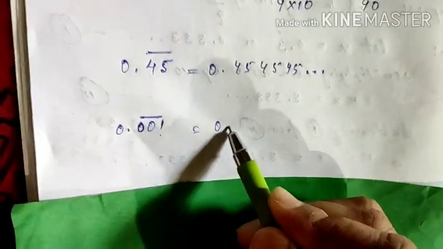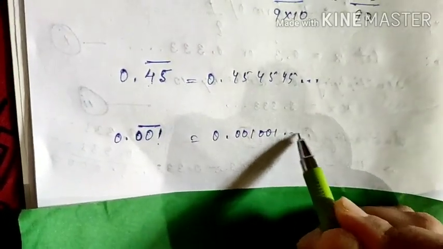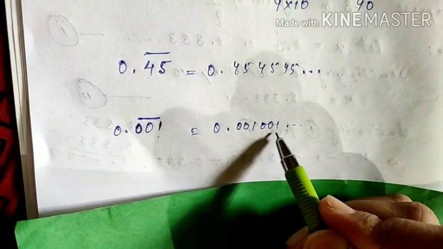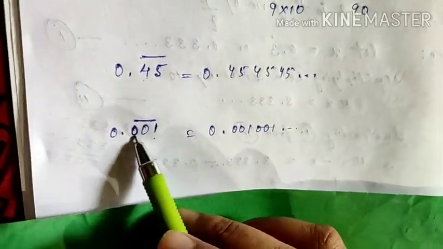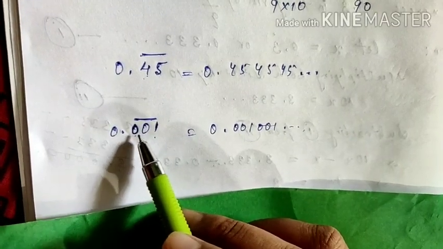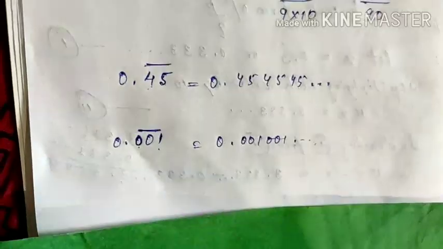Similarly, when three digits are repeating, the first line will be the same, let x equal 0.001001 and so on, multiplying both sides by 1000 as three digits are repeating over here. And you can follow the process as explained above and you will get your answer.